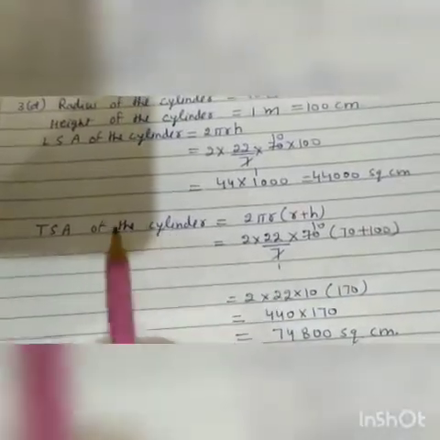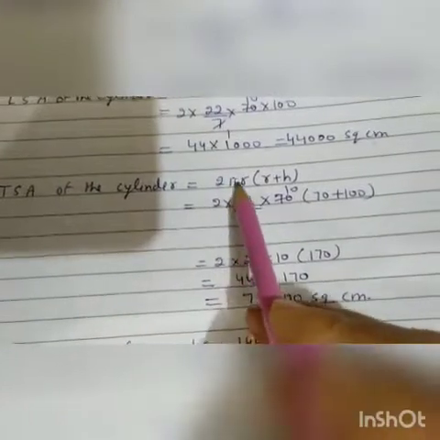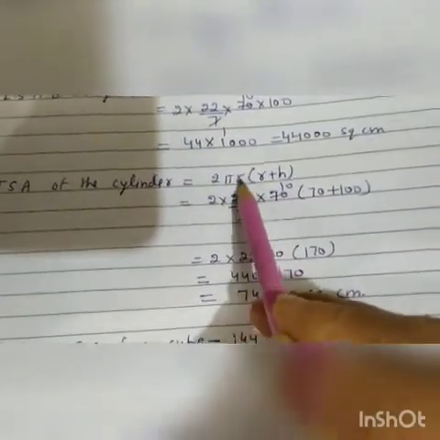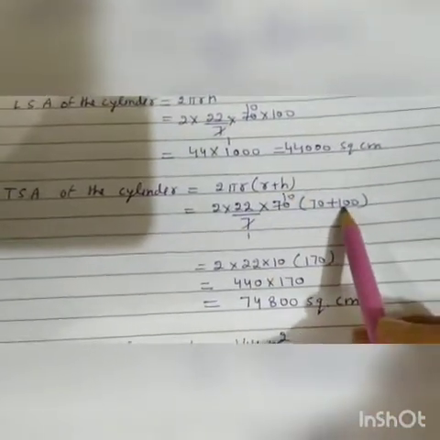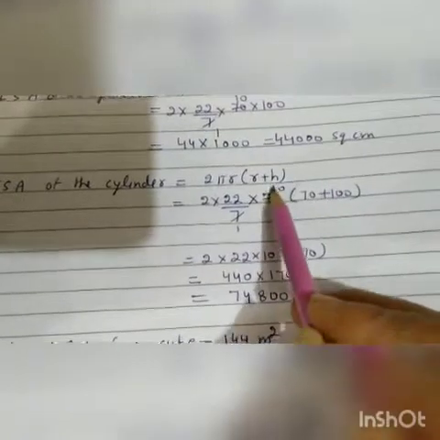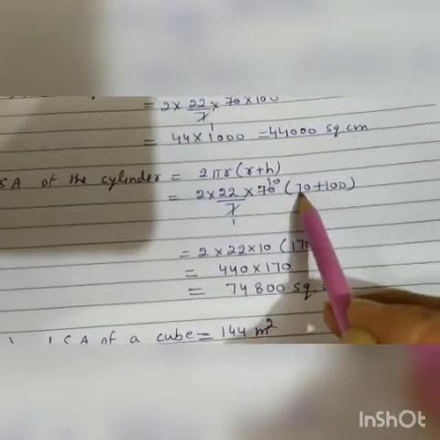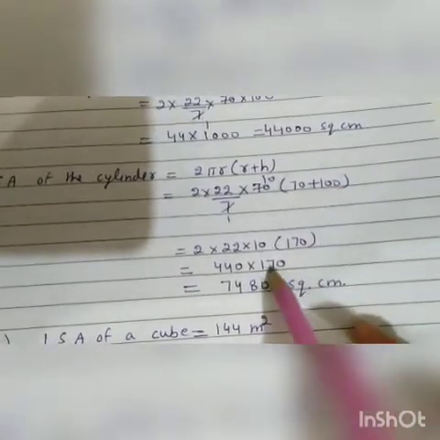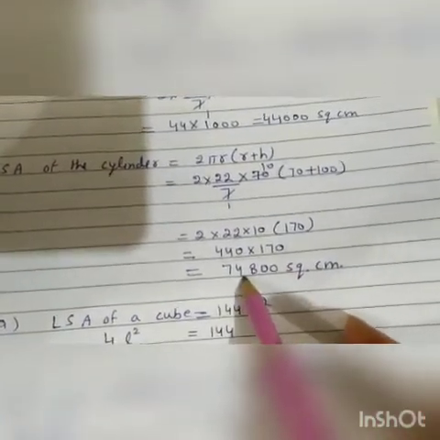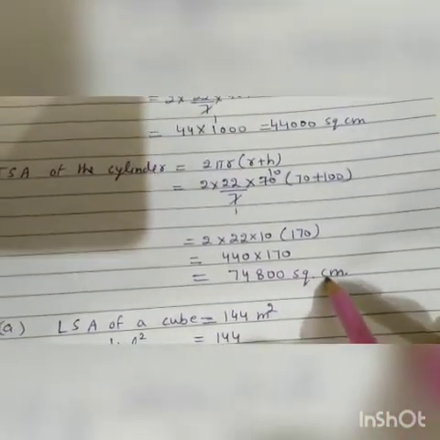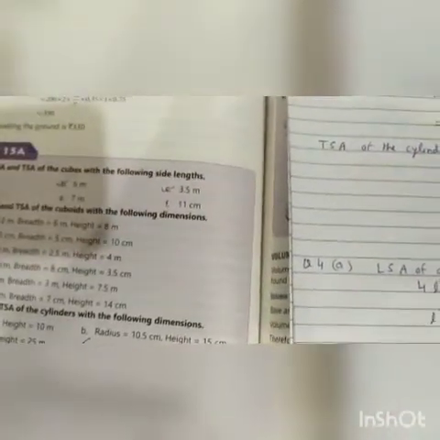Now total surface area of the cylinder, again 2 pi r(r + h). 2 into pi is 22 upon 7 into r is 70, then bracket r is 70 plus h is 100 centimeter. 7 1s are 7, 7 10s are 70. 2 multiply 22, multiply 10. We will add this 70 and 100, it is 170. When we multiply these two numbers, we get 74,800 square centimeter. I think up to here there should be no problem.